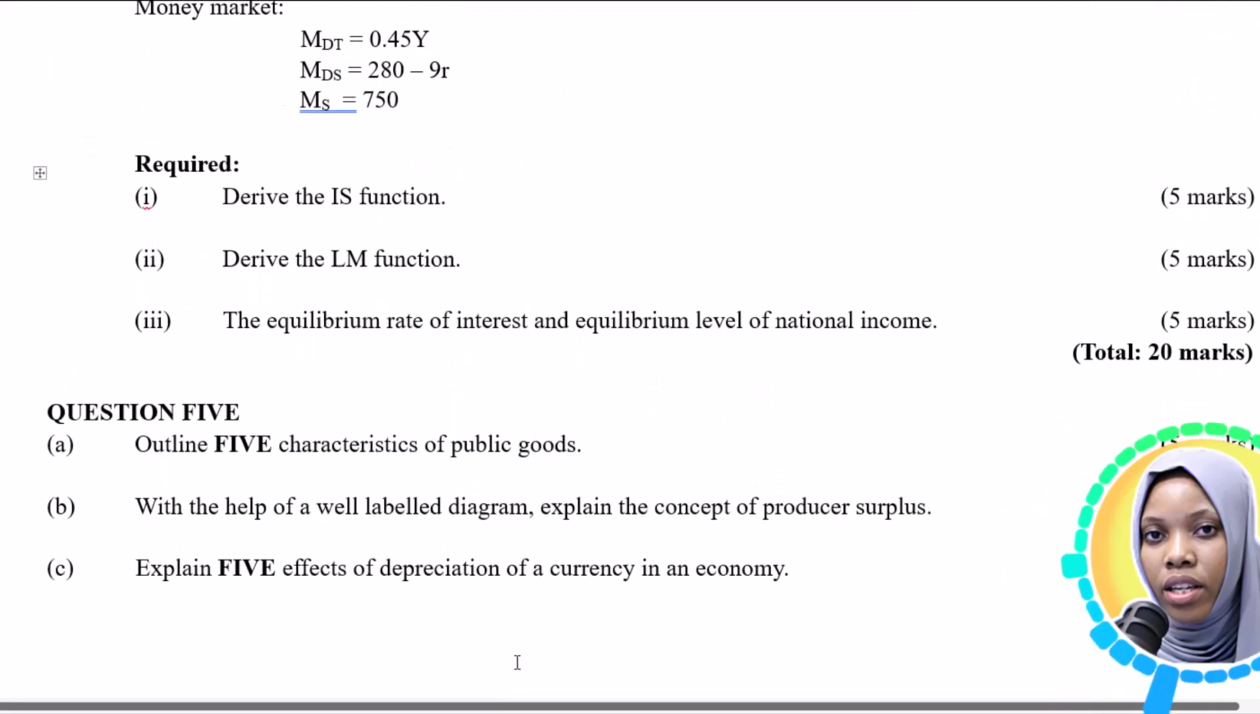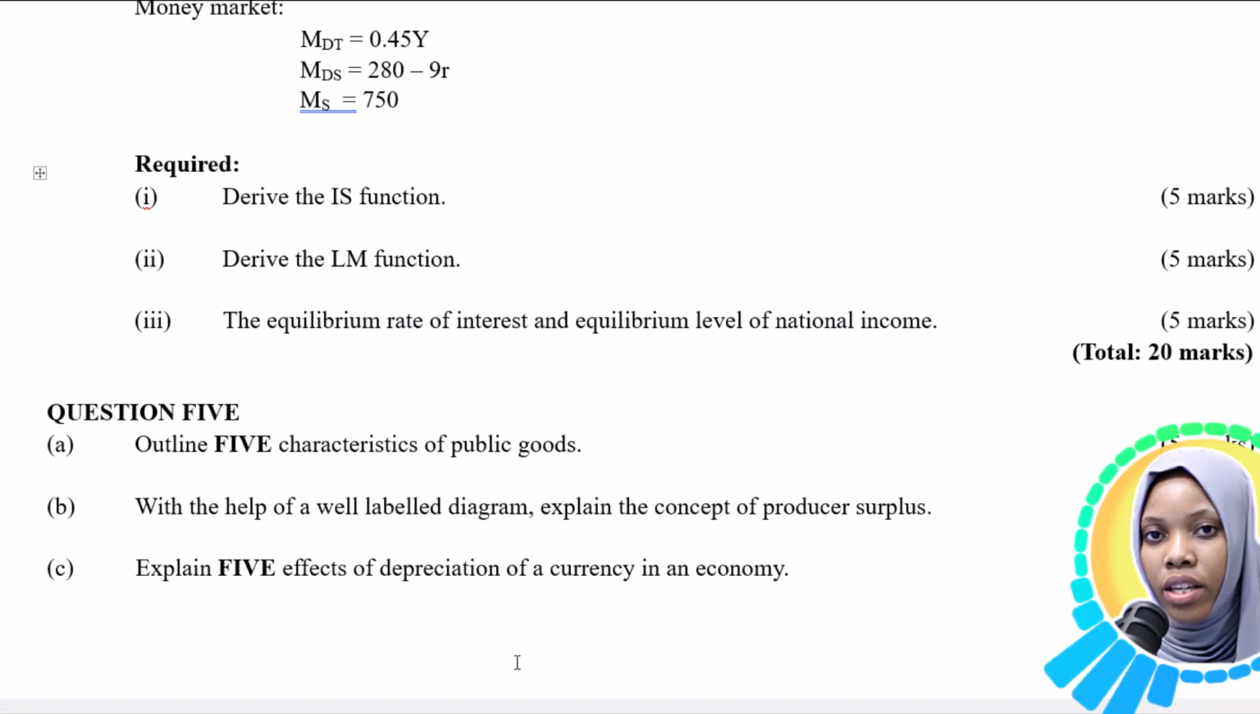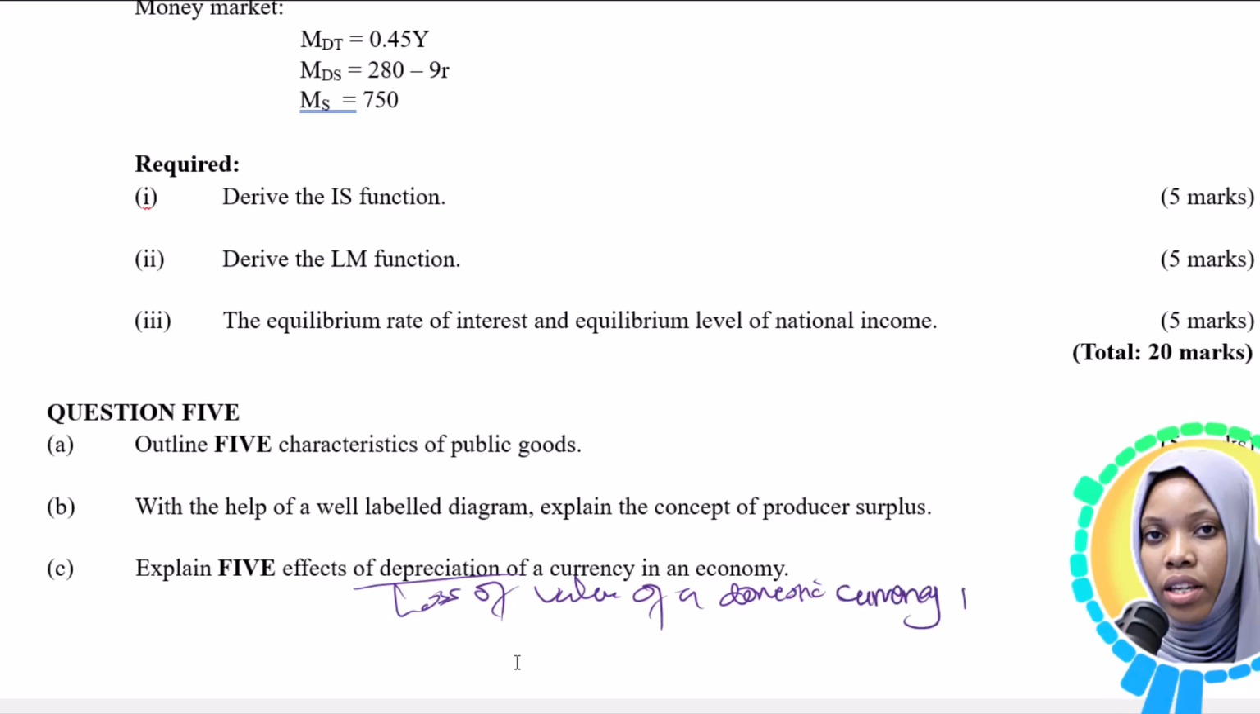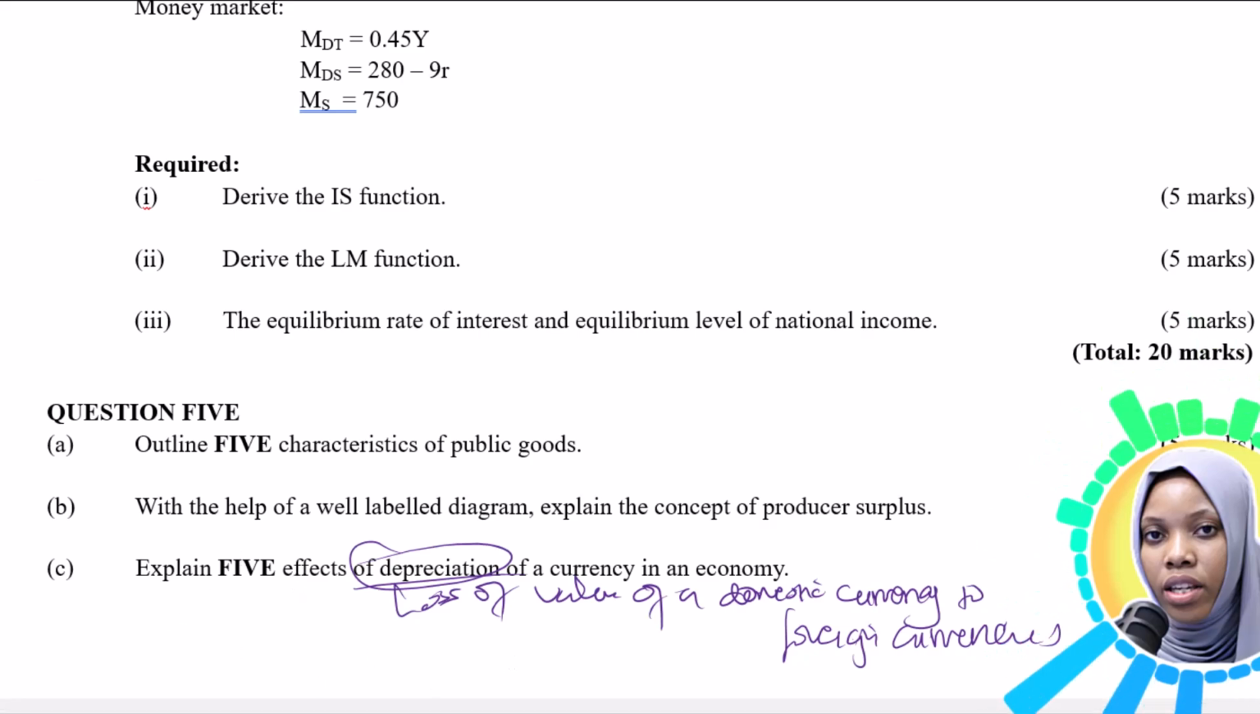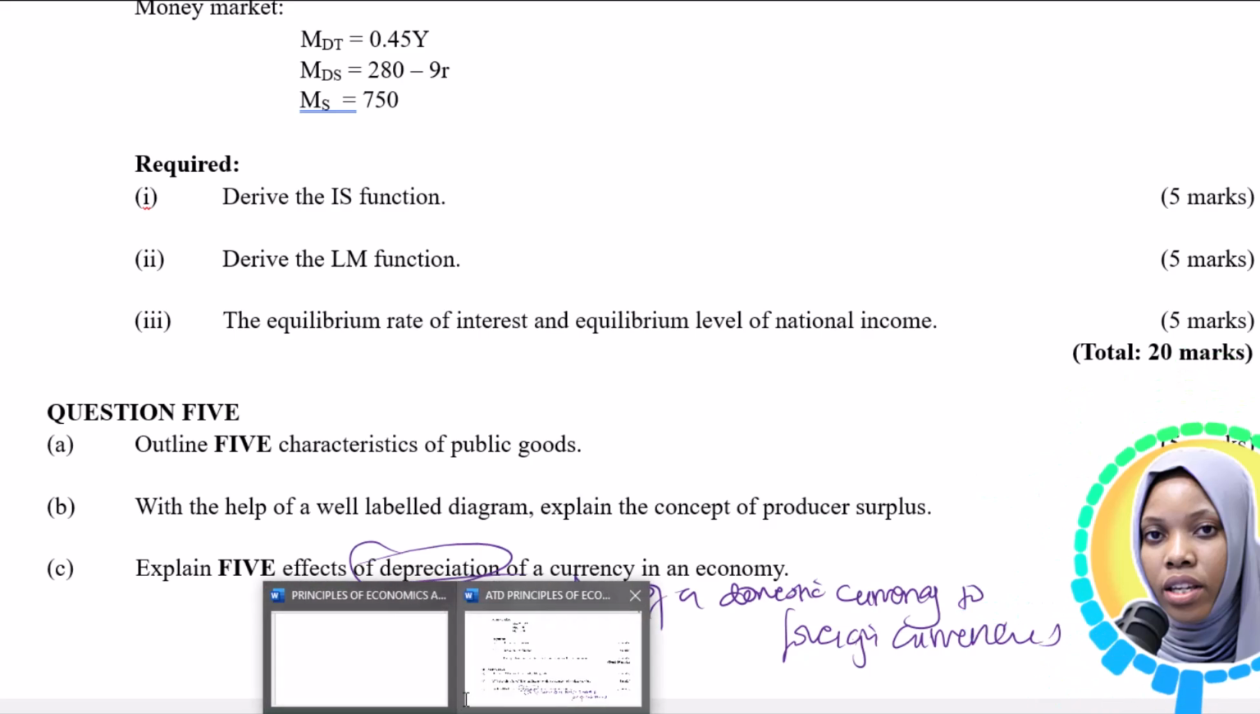On part C of question number 5, we are required to explain 5 effects of depreciation of a currency in an economy. Depreciation is the loss of value or reduction of value of a domestic currency relative to foreign currencies. That is what depreciation is. Let's look at the effects very fast.